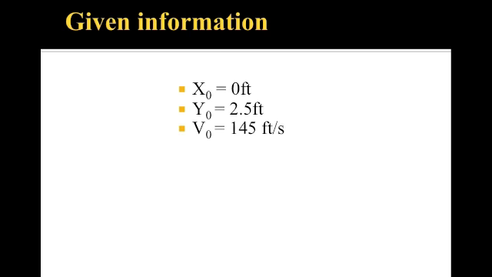Given information from the passage, we can get that the initial position x is 0 feet, the initial y position is 2.5 feet, initial velocity is 145 feet per second, velocity of the wind is negative 14i feet per second, and the launch angle is 23 degrees.